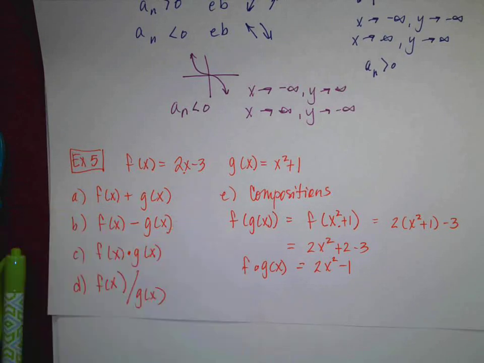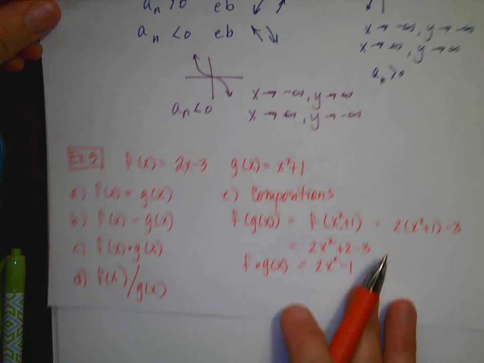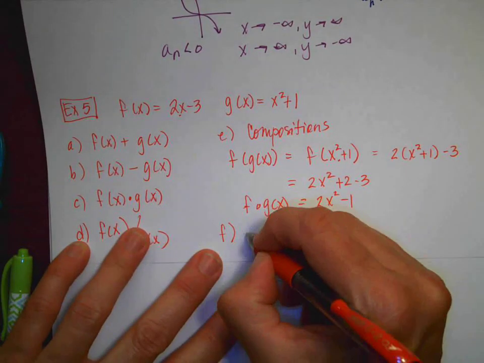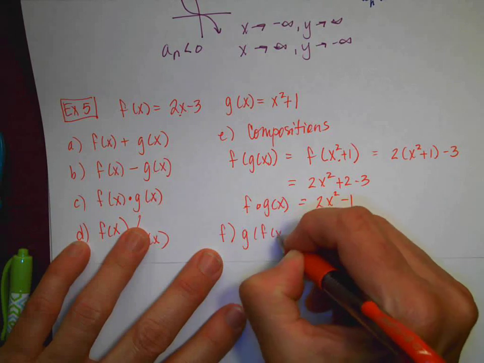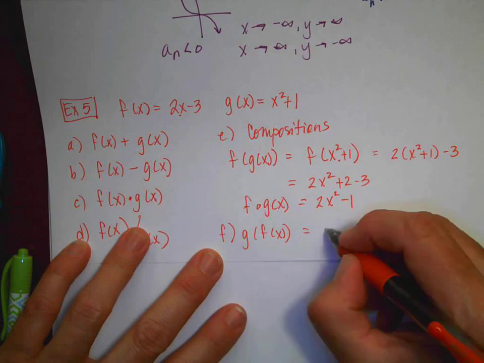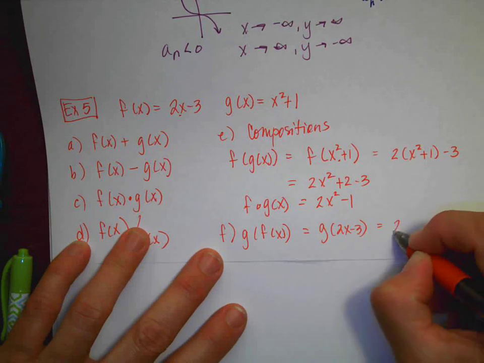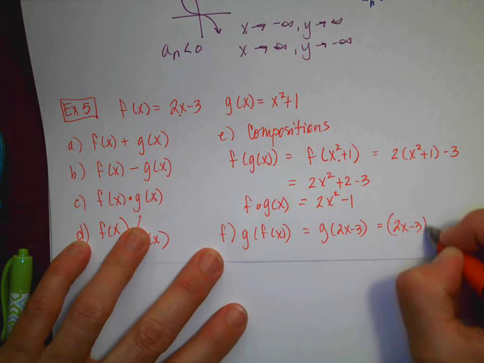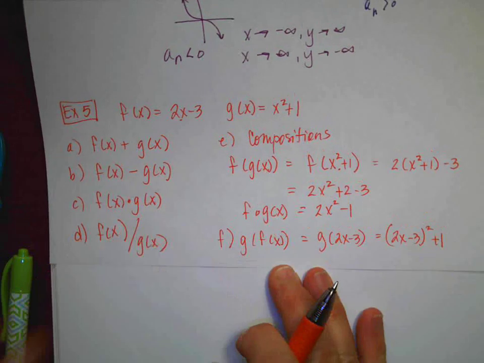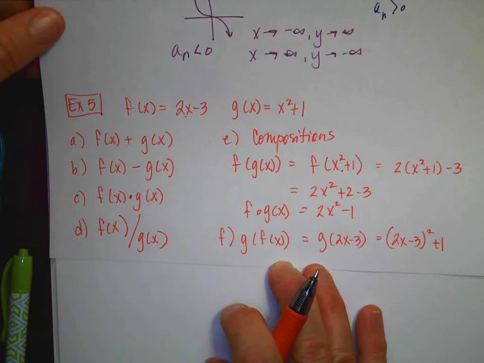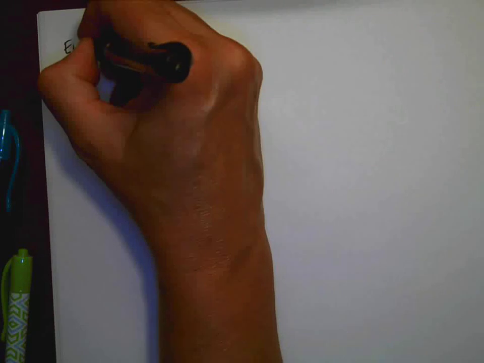Remember that these two types of notation say the exact same thing. And then I could also do the composition in the reverse order. I could do g of f of x, and that would be g of the 2x minus 3, which would be 2x minus 3 quantity squared plus 1, and then you would reduce that, which I'm sure that you can remember how to do.